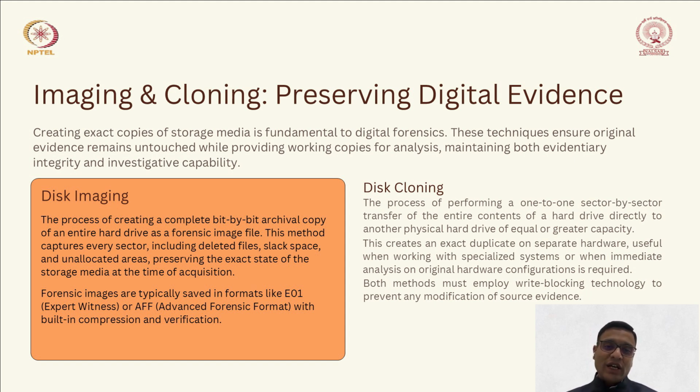So if you have a 1 TB hard disk and you need to make a copy of it, you can, but this 1 TB can have 400 GB of data or something. But if you do a disk image, you will get a file. But if you do disk cloning, you get the entire hard disk as a second component.